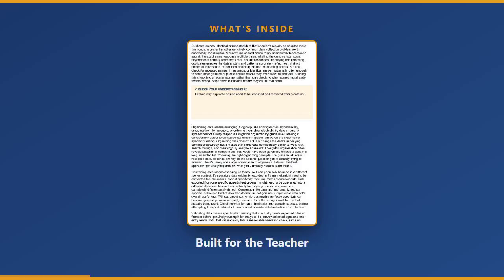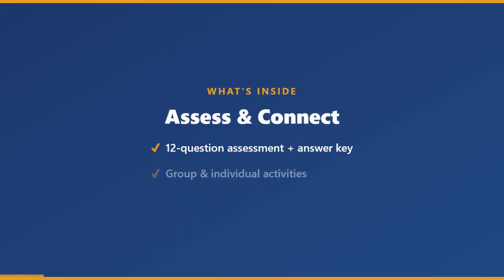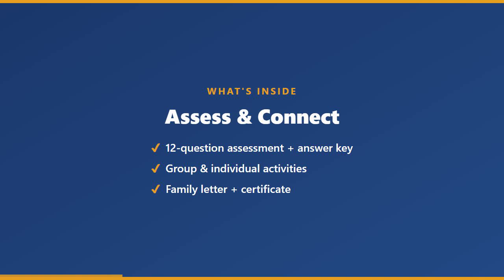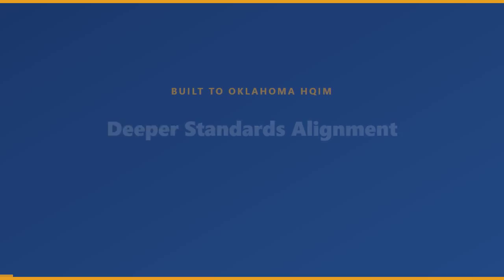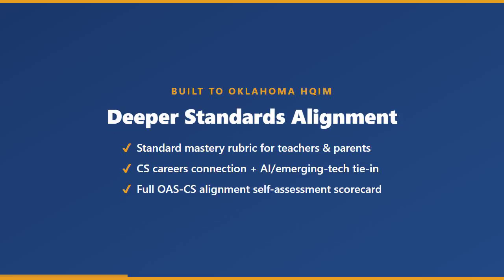Inside is a full teacher guide with pacing, misconceptions, and a scoring rubric, plus a content lesson with built-in comprehension checkpoints. This unit includes a standard mastery rubric for teachers and parents, a visual comparison chart of computational data collection tools, a CS Careers connection, and an AI connection, all built to the Oklahoma HQIM rubric, plus a 10-question assessment with answer key, group and individual activities, vocabulary puzzles, a family letter, and a certificate of achievement.